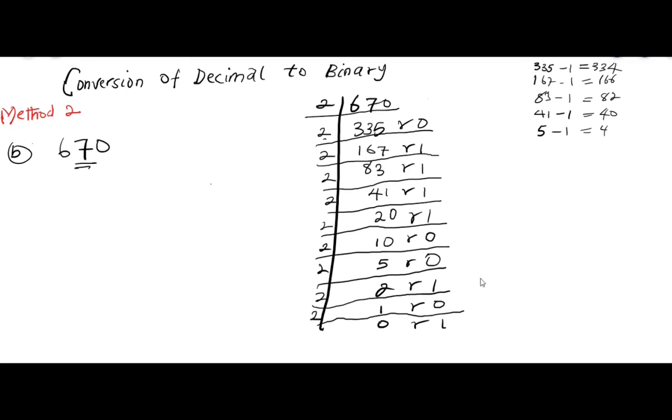Okay, now you take the numbers from the bottom to the top. So 670 in binary equals 1 0 1 0 0 1 1 1 1 0 in base 2. All right.